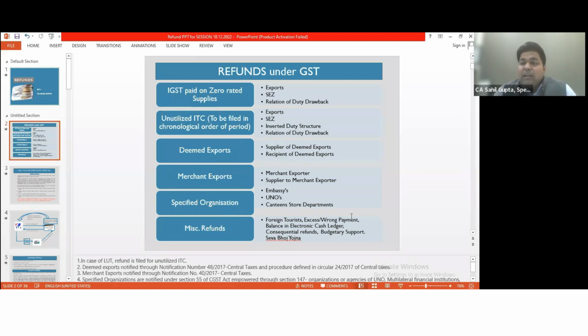Budgetary support system, which the government has provided in the initial period to those states or entities who are enjoying the no tax benefits. Seva Bhoj Yojana, which is given to temples, gurdwaras. These are all the topics which we will be discussing today in our refund chapter.